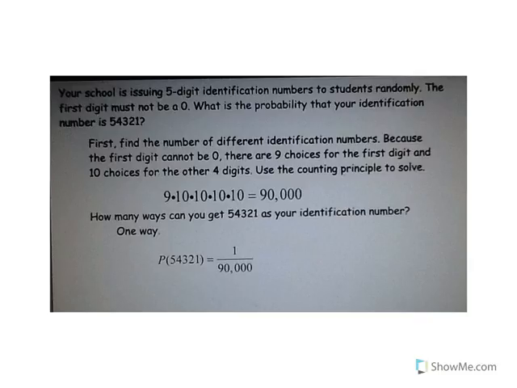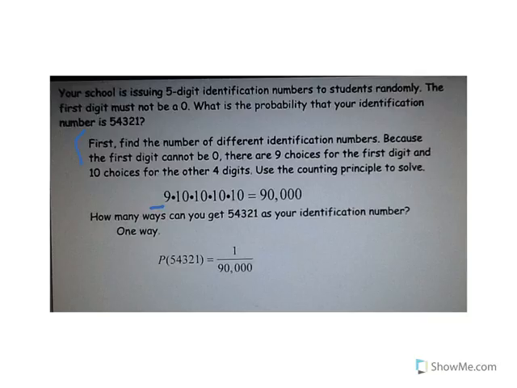Your school is issuing 5-digit identification numbers to students randomly. The first digit must not be a 0. What is the probability that your identification number is 5, 4, 3, 2, 1? Okay, so important consideration here. The first one is different than the other ones because it's saying you can't have a 0. So that's the reason why there's this 9 there, because there's only 9 choices for the first digit. And then there's 10 choices for the remaining digits.